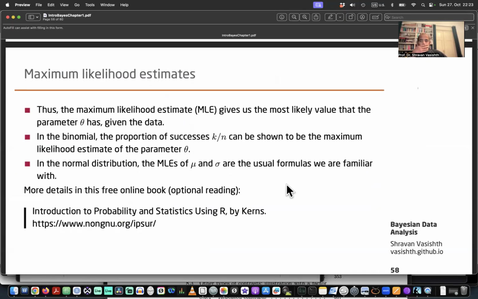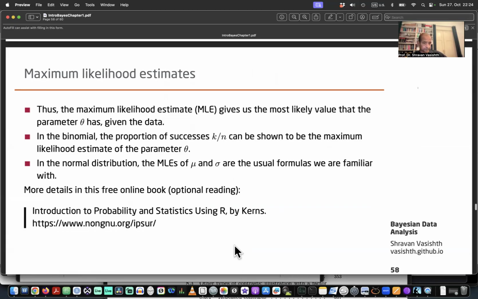So the maximum likelihood estimate, MLE, gives us the most likely value that the parameter has given the data that we have. And as I said, in the binomial case, we have this equation, and in the normal distribution, we have the equations for mu and sigma. So they give us the maximum likelihood estimate.